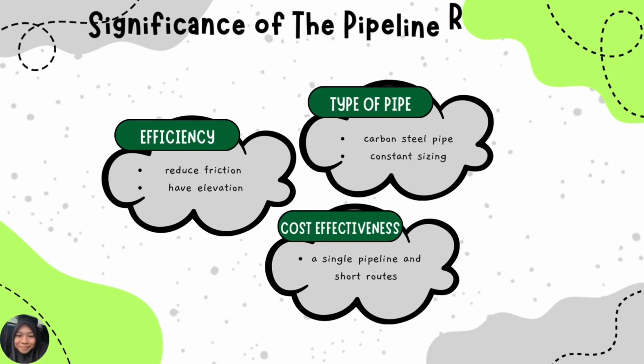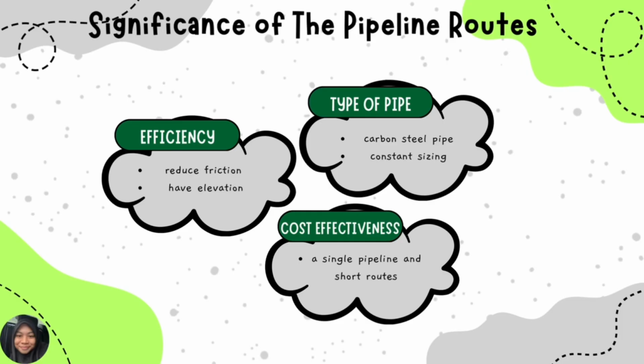For the significance of pipeline routes, for the type of pipe, we use carbon steel pipe rather than PVC because it's stronger and more durable, and it is resistant to corrosion as our plant deals with crude oil. Our pipe sizing is constant, which is 12 inches. For the efficiency of pipeline routes, we can reduce the friction as it has a direct flow and fewer bends, and the elevation helps to prevent pressure loss with the help of gravity. Lastly is the cost effectiveness.